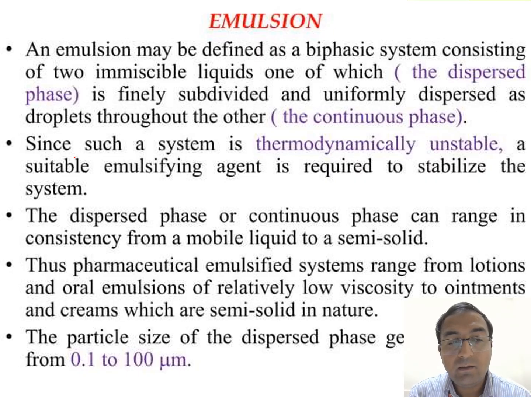So next, the dispersed phase or continuous phase can range in consistency from a mobile liquid to a semi-solid. It all depends on the consistency. The particle size of the emulsion matters. On the basis of particle size, emulsions are of different types: nano emulsion, micro emulsion, and many others. The particle size of dispersed phase globules ranges from 0.1 to 100 micrometers.